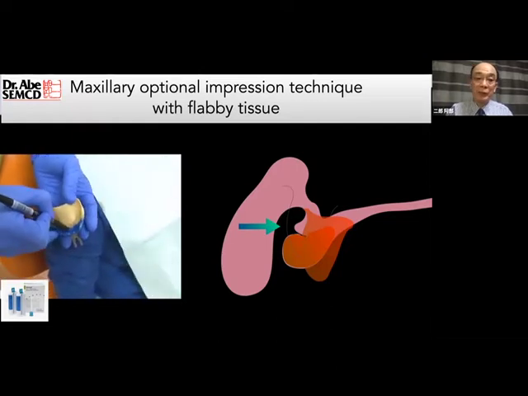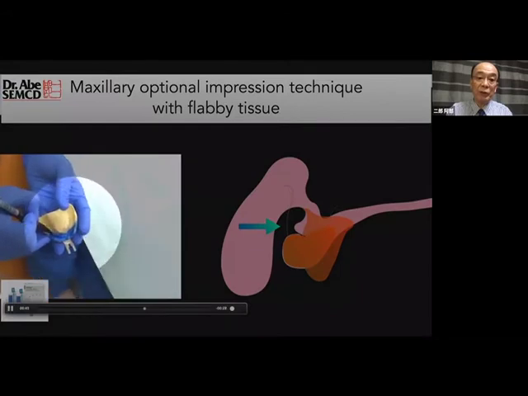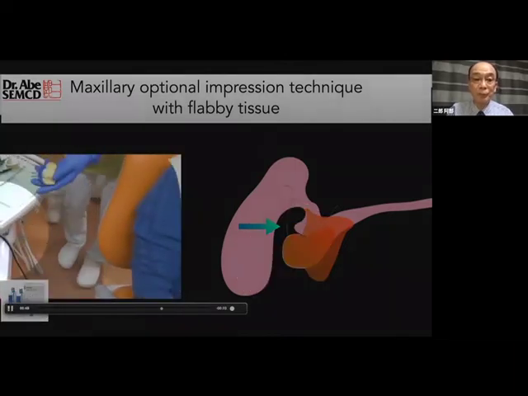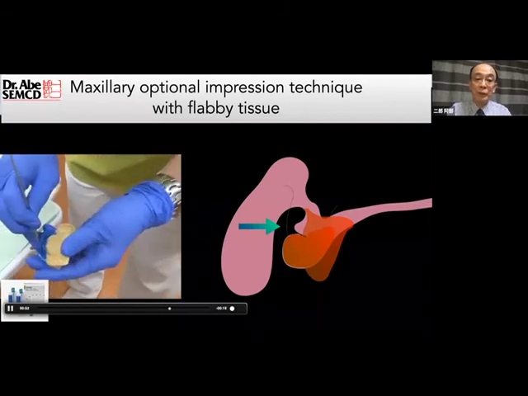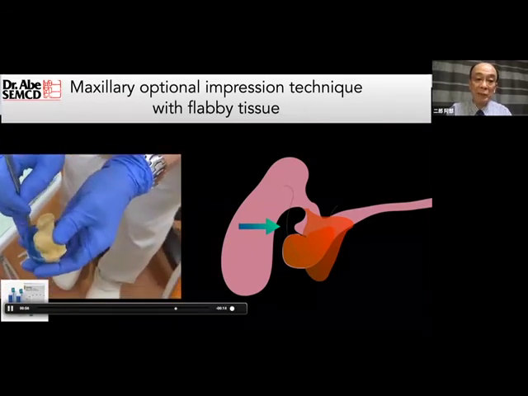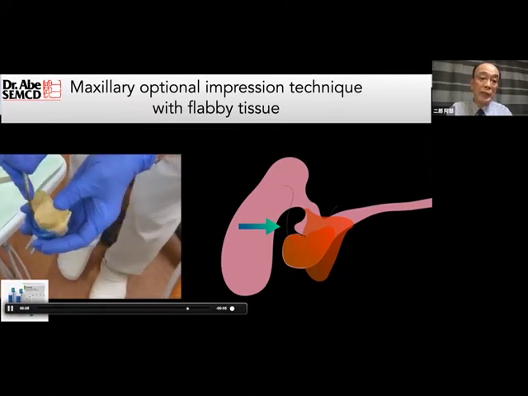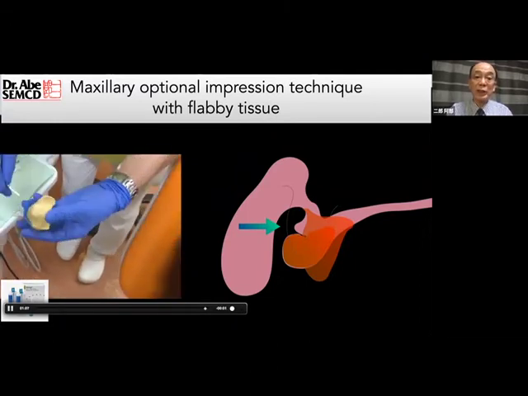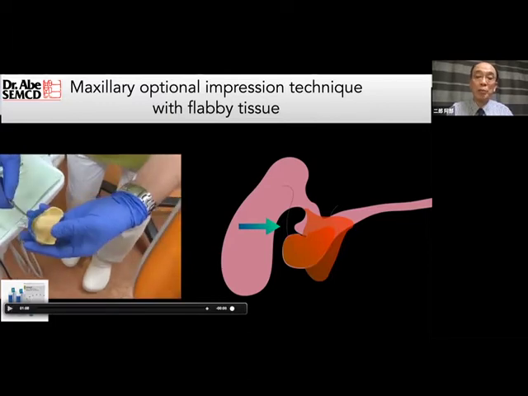Then the impression material only on the floppy tissue is removed. Make space on the top of the floppy tissue. And of course, impression material on the frenum is removed. We need sufficient denture border thickness so that the denture will be supported by the nasal spine and retained by the orbicularis oris muscle.